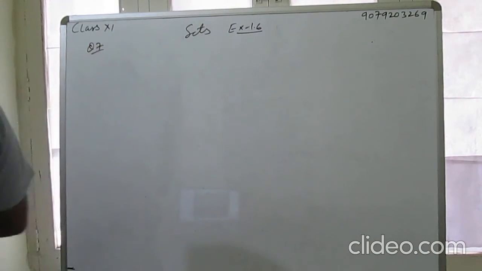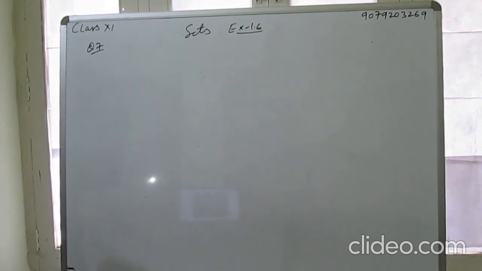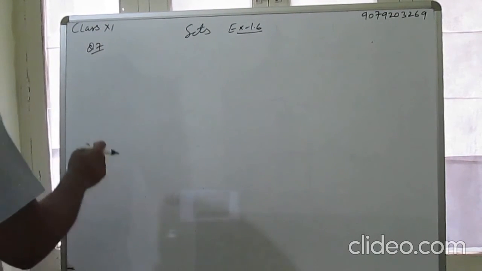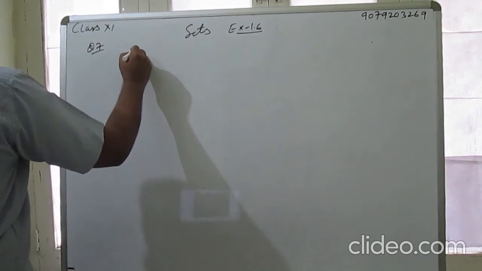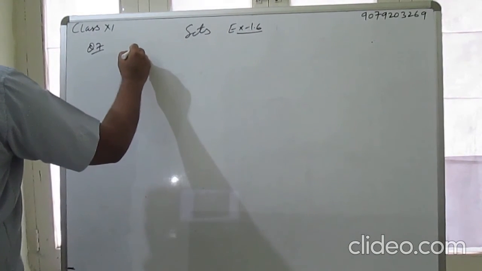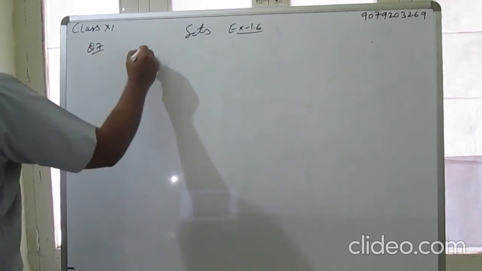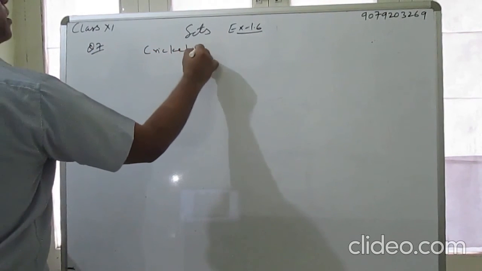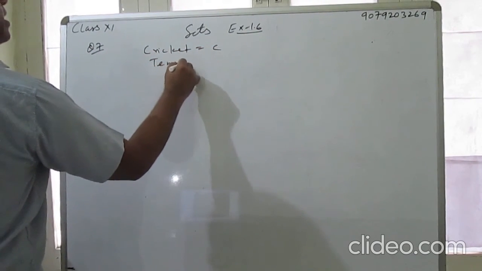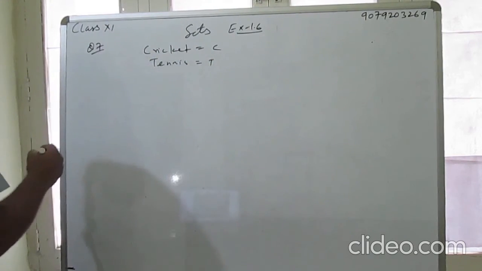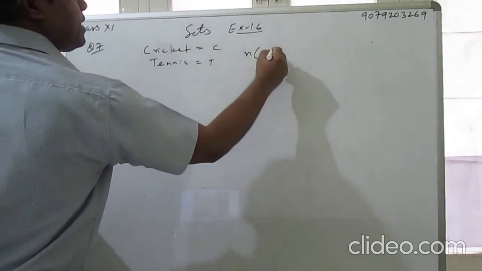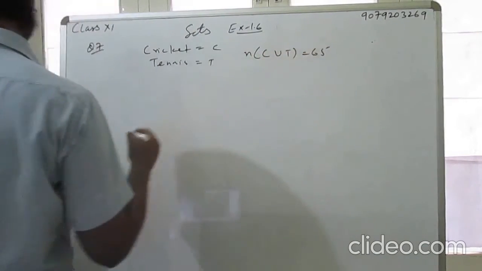Question 7. In a group of 65 people, 40 like cricket, and 10 like both cricket and tennis. So there are two games, cricket, which is C, and tennis, T. The total number of people in cricket and tennis is given to you as 65.